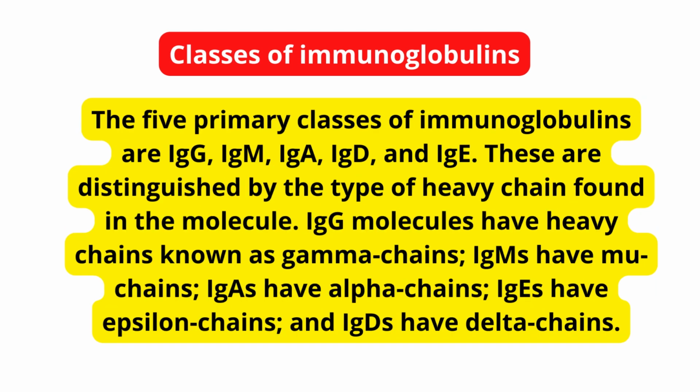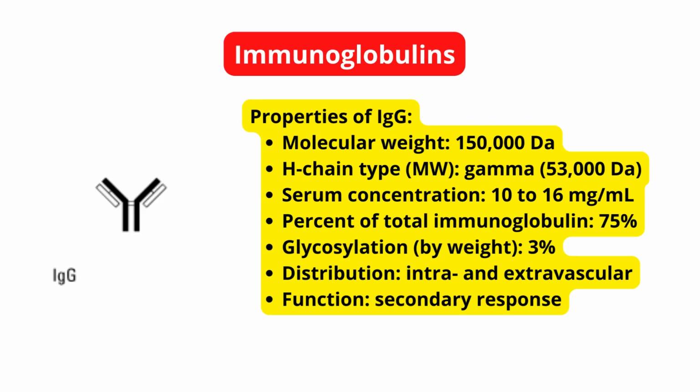There are 5 primary classes of immunoglobulins: IgG, IgM, IgA, IgD, and IgE. These are distinguished by the type of heavy chain found in the molecule. IgG molecules have heavy chains known as gamma chains. IgMs have mu chains. IgAs have alpha chains. IgEs have epsilon chains. And IgDs have delta chains.